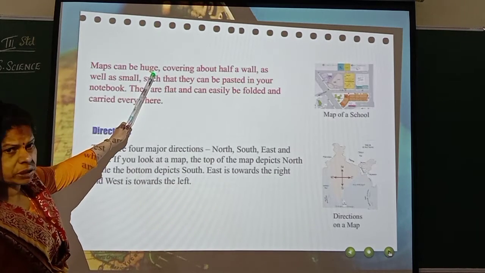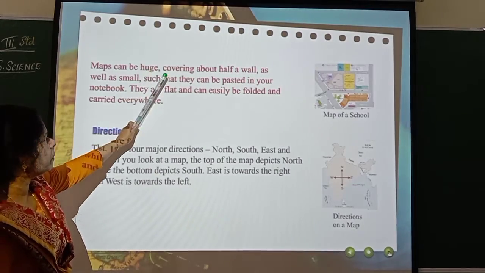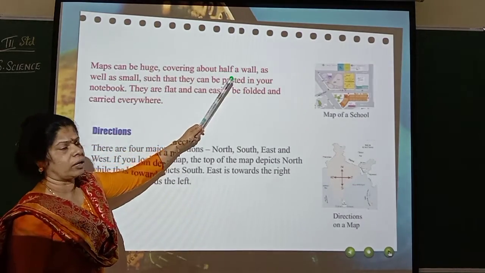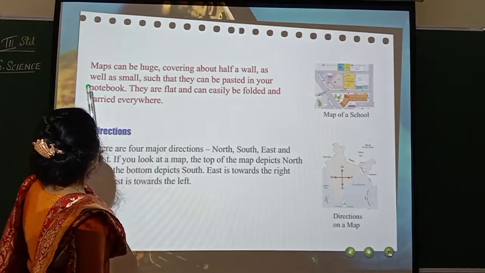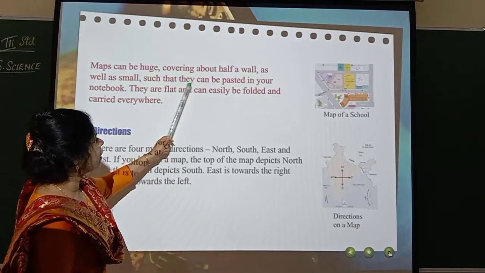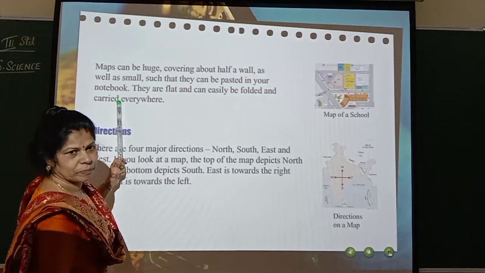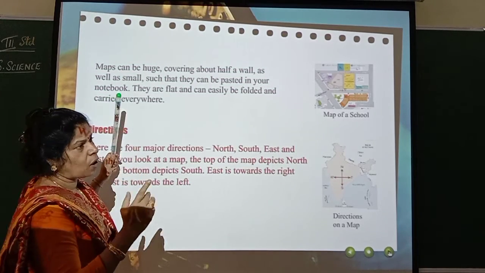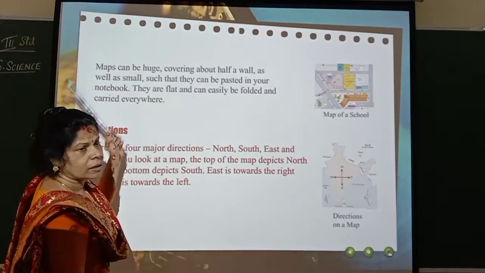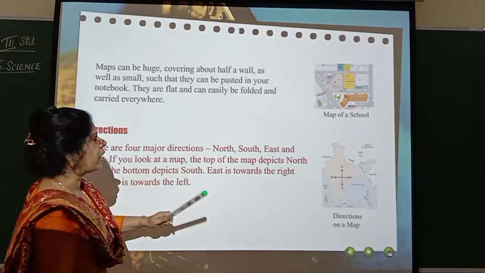Now, maps can be huge, meaning very big, covering about half a wall. Even the whole wall you can cover. As well as small, such that they can be pasted in your notebook. It can be so small, or it can be as big as the size of the wall. Here they have given half of the wall.